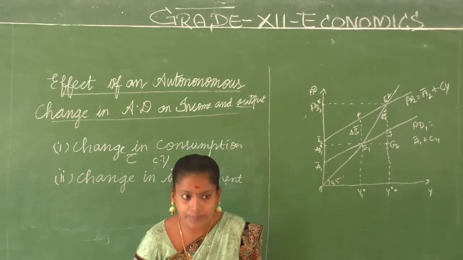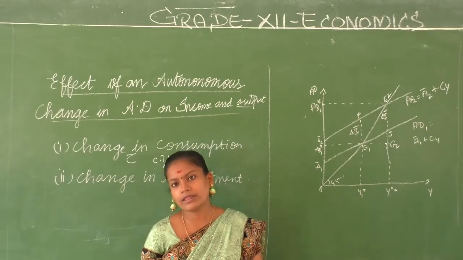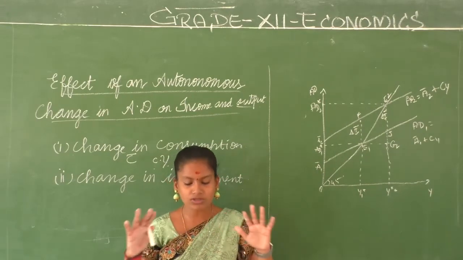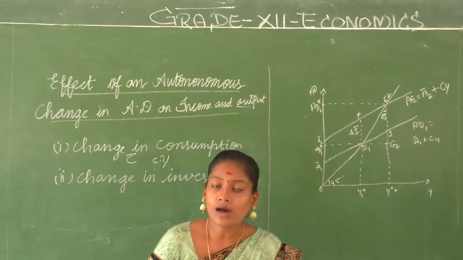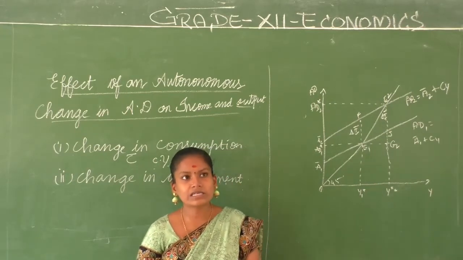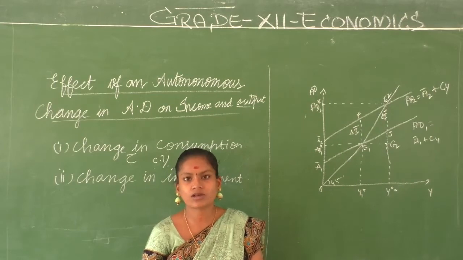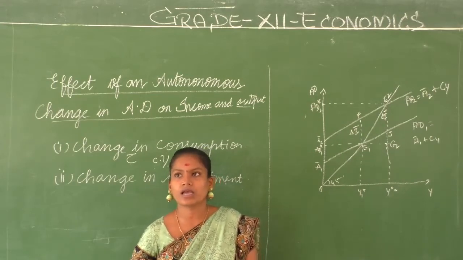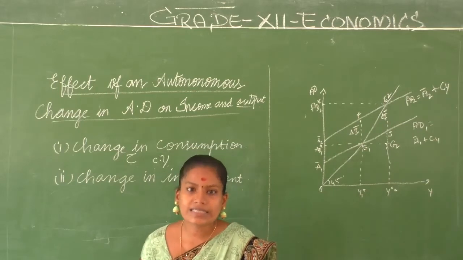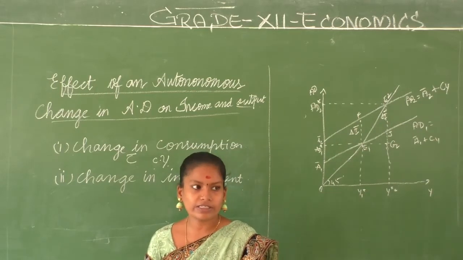Whatever the income is, there is no relationship between the investment and the change in income. They go on without any difference with the level of income, which is what we have studied in investment. Investment expenditure is autonomous, is what we were discussing. But still, is there a possibility of change in investment? Yes, there is a possibility of change in investment.